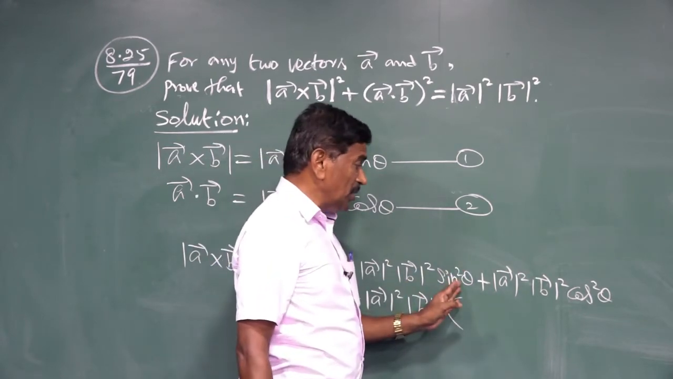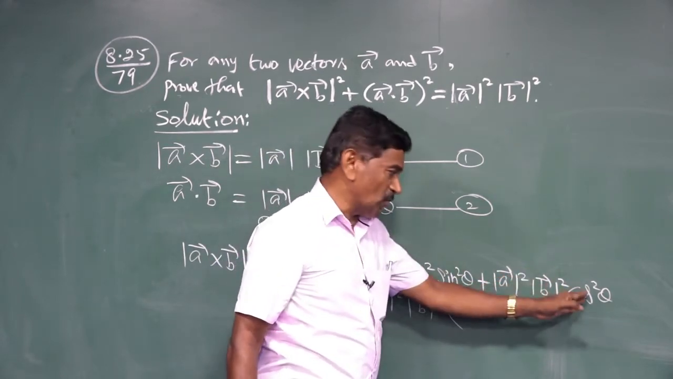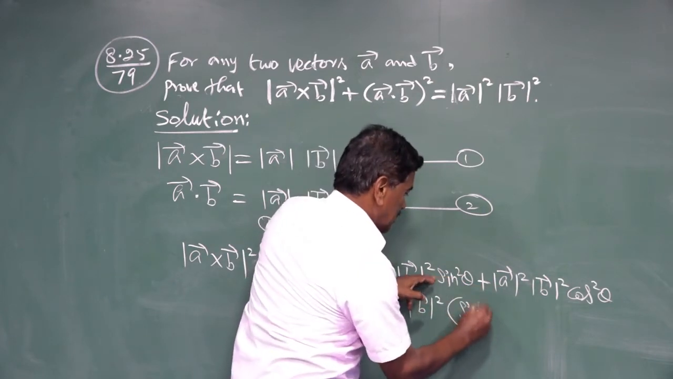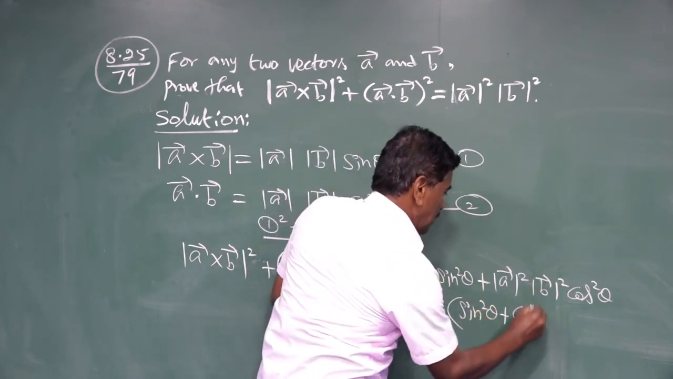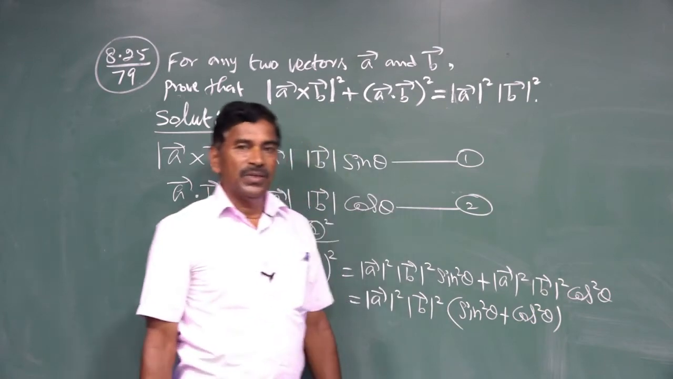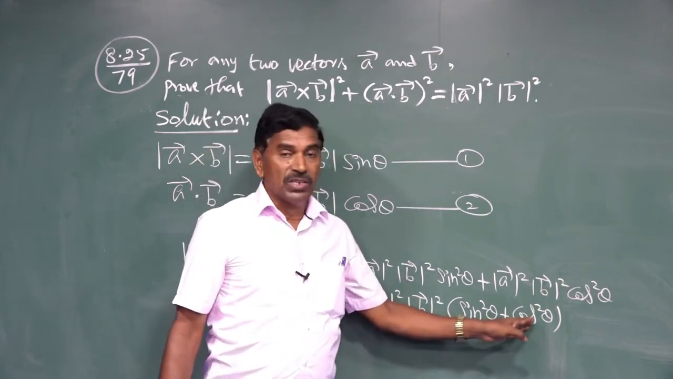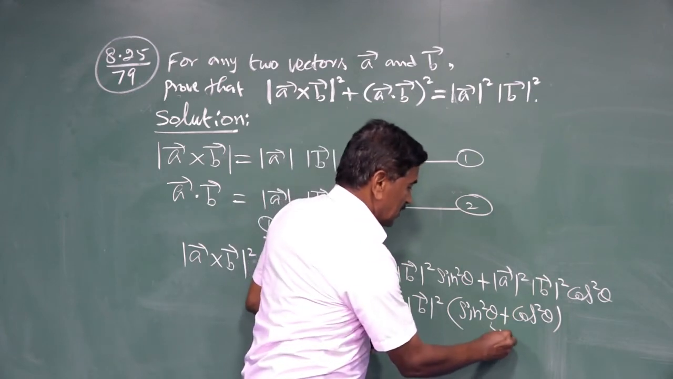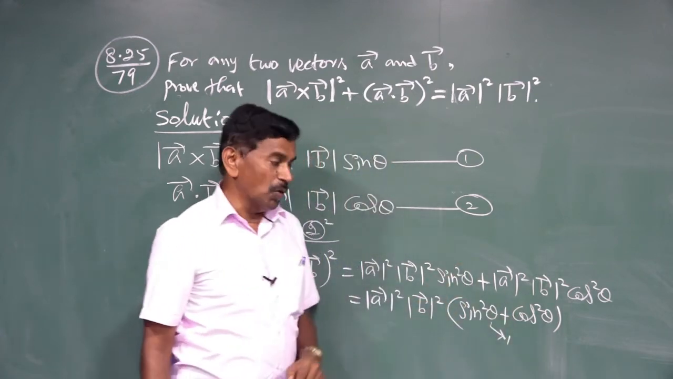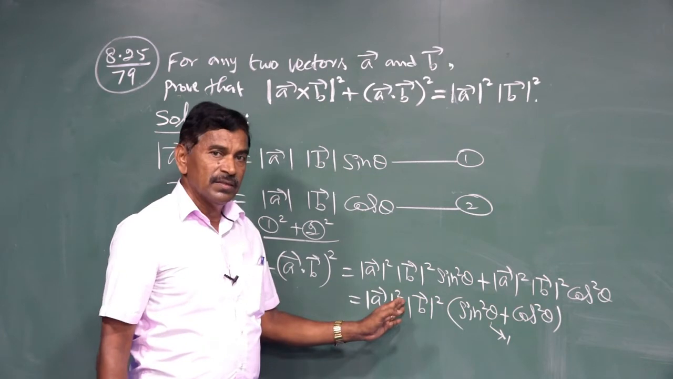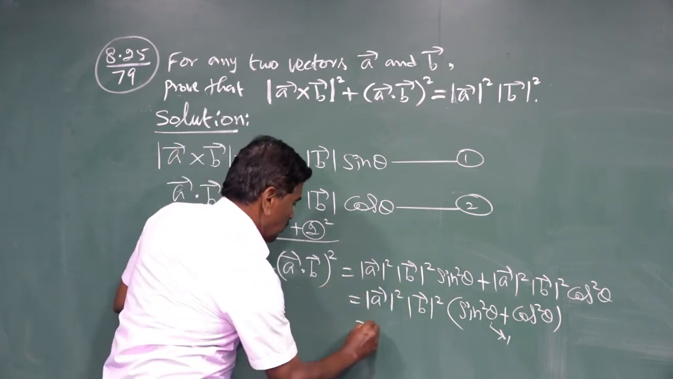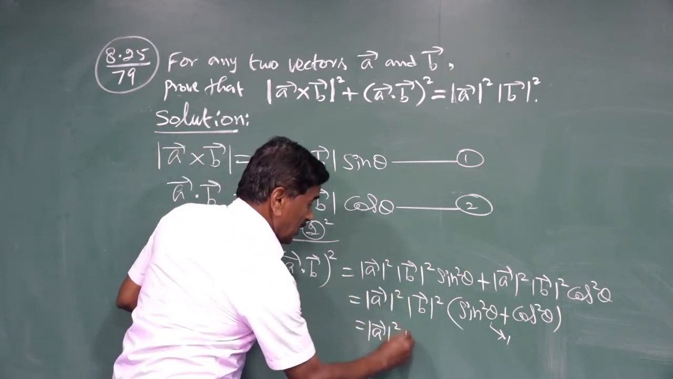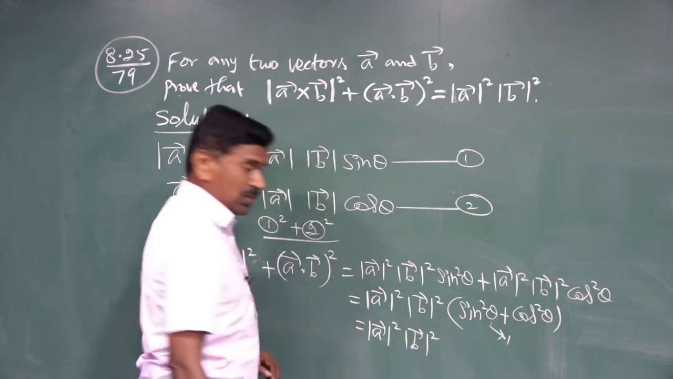Very good. Sine square theta plus cos square theta. Now can you tell me what is sine square theta plus cos square theta? Very good, it tends to 1, since it is a trigonometric identity. Now 1 into anything is the same. So which is equal to modulus A vector square into modulus B vector square.